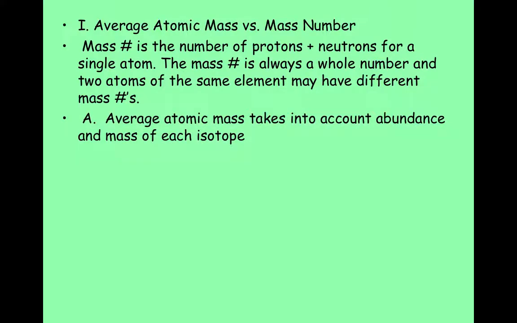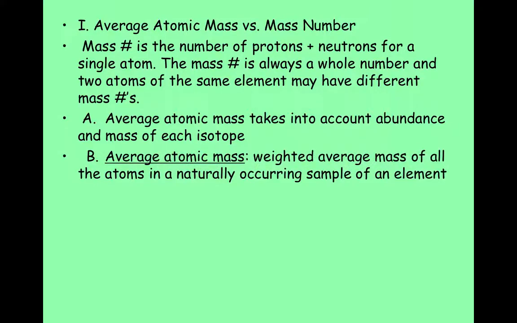But anyway, we'll look at what is in your notes now, the average atomic mass. And you are still responsible for knowing mass numbers. So if you want to write that definition down, I would go ahead there. The average atomic mass takes into account both the abundance and mass of each different isotope. So what that means is that the average atomic mass is a weighted average mass of all the atoms in a naturally occurring sample of an element.